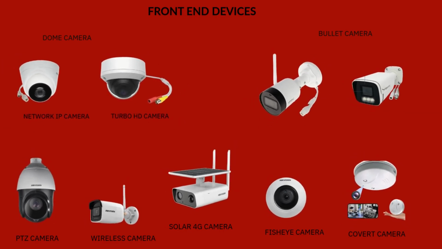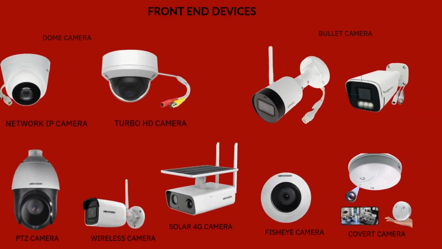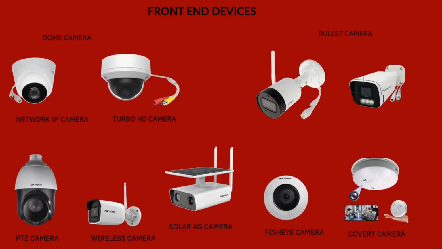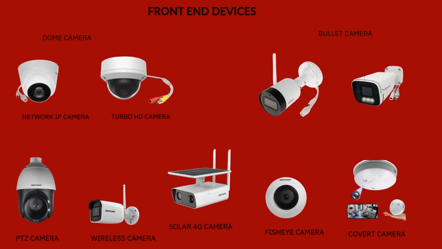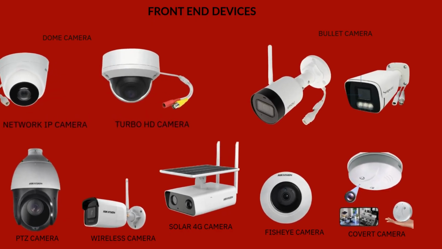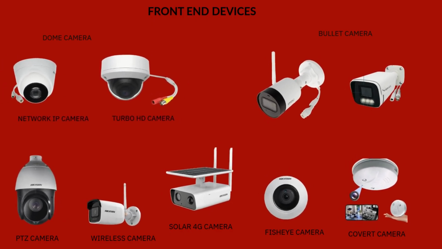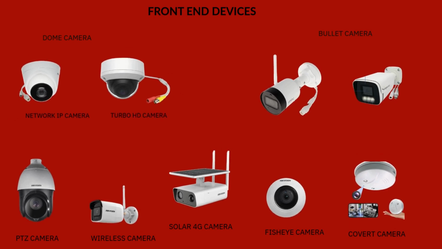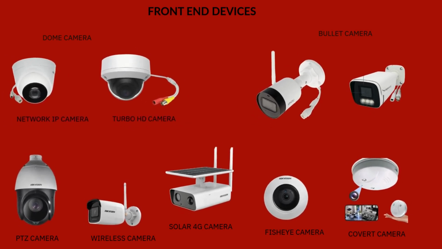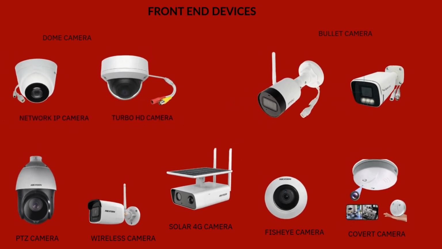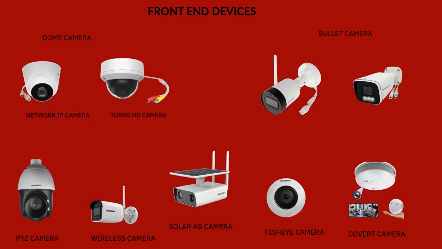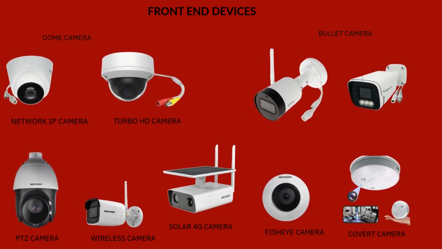We have the dome camera. That's the dome. Look at the shape. It's round. That's the dome. We have the bullet for HD and IP. We have the PTZ camera. The PTZ, the P means pan. The camera can be panned. Then tilt. It can be tilted, and zoom. It's zoomable. You can zoom in from far distance to short distance. Then we have the solar 4G cameras. We have the fisheye cameras, and we have the covert camera. So these are the front end devices.